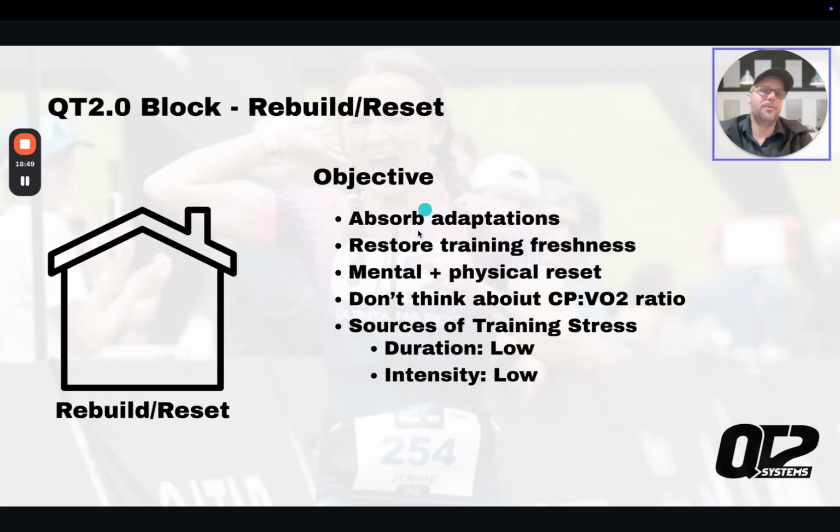We want to make sure that this typically comes at the end of a season, or if we've gone through a very, very stressful and challenging block of training. We want to utilize this time to tone things way down, recharge, reset, rebuild, absorb adaptations, restore training freshness. We want a reset that is both mental and physical. We don't even think about critical power and VO2 ratio. Everything is low. Duration is low. Intensity is low. It's a very important training block type.